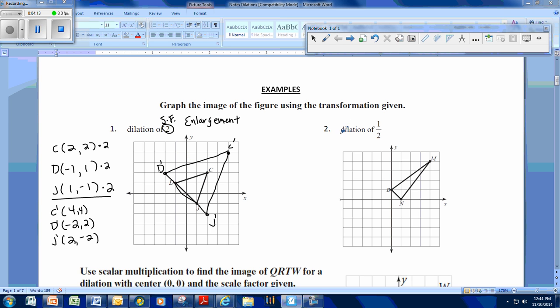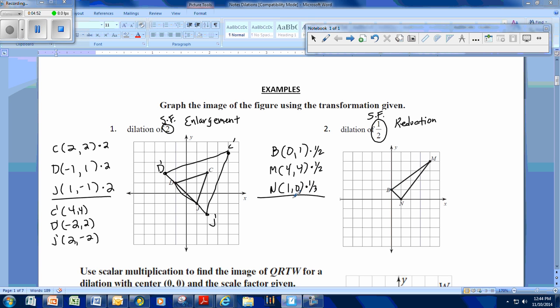Okay, now we're going to do the same thing over here with number 2. This time it has a dilation of half, so the scale factor is half, which means this is going to be a reduction. Okay, I'm going to do the same thing. I'm going to take the original points. Let's take B. B is 0, 1. M is 4, 4. And N is 1, 0. Now I'm going to take each of these and multiply them by half. Okay, or I'm going to divide by 2. That does the same thing.